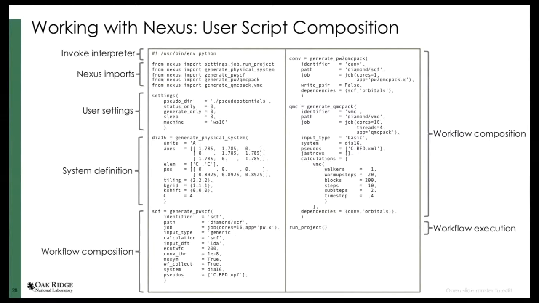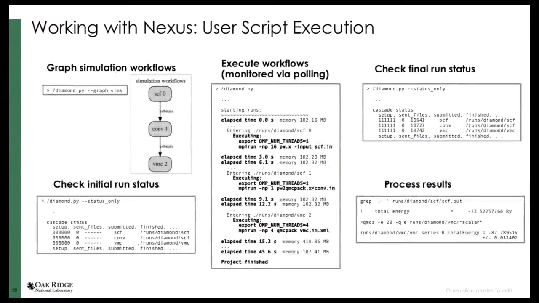Okay, so what does it look like to actually run this? So user script execution. For example, before you run, you might want to see what kind of workflow you're running. You can do that just with a command line setting, and it will plot for you the workflow that you're going to perform. In this case, just SCF, followed by orbital conversion, followed by VMC. You can check your initial run status by passing in a status-only flag. That will show you all the directories that you're going to run in and the different identifiers that will show up in the jobs queue once the jobs are submitted.